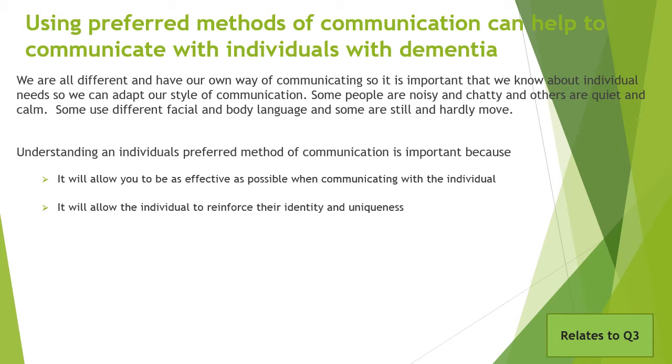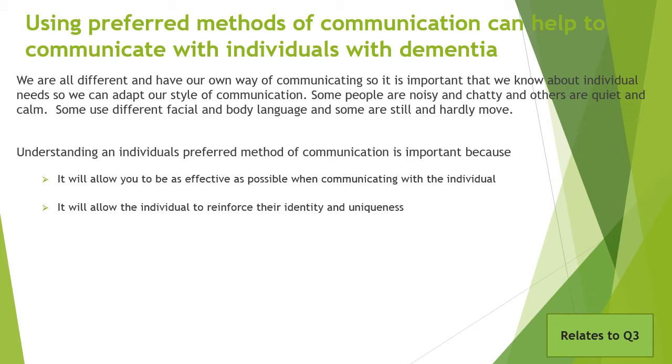So we're now going to look at the slides relating to question number 3, and we're going to talk about understanding an individual's preferred method of communication and why it's important. So we're all different. We all have a style of communicating that is our usual way of interacting with the world around us. Some people are noisy and chatty, whilst others are quiet and calm. Some people are very tactile and make a lot of physical contact with others, where some people use touch very rarely.